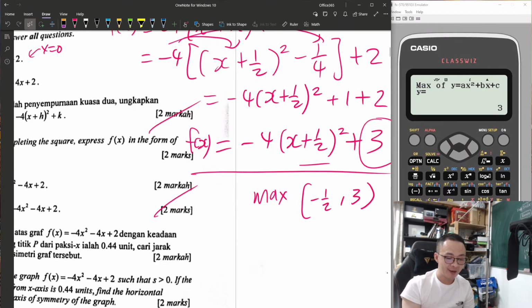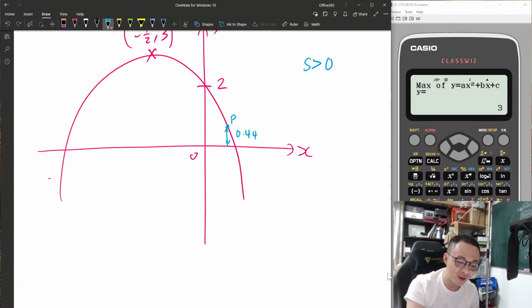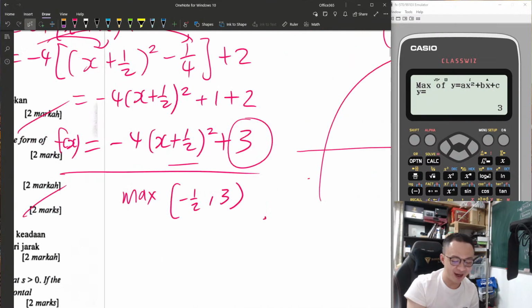Okay. Then this vertical distance, why did they want to tell us vertical distance? This one is actually the y value. Why do they tell us s must be bigger than 0? Because just now, my P is between what coordinate again? My P is (r, s), right?